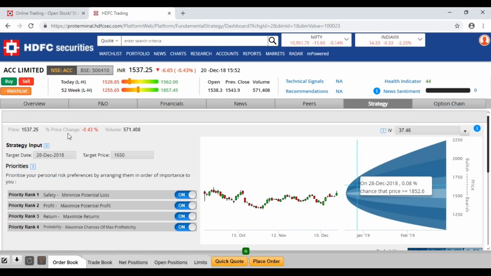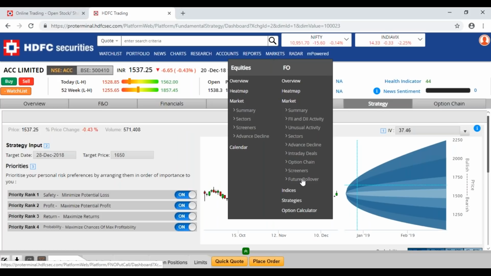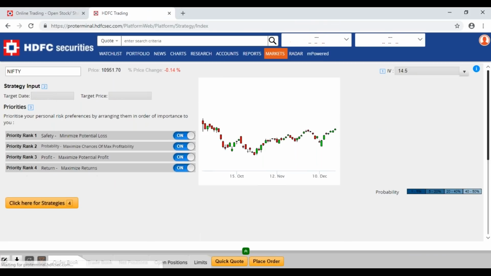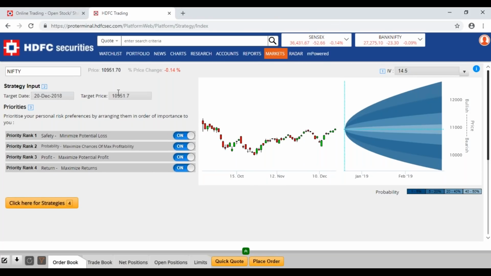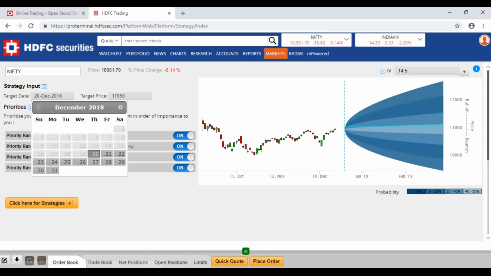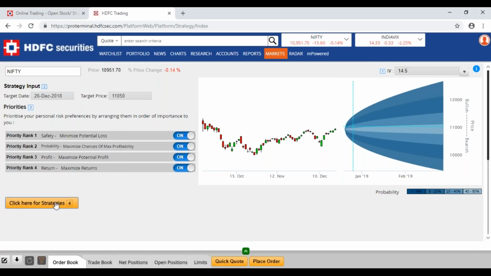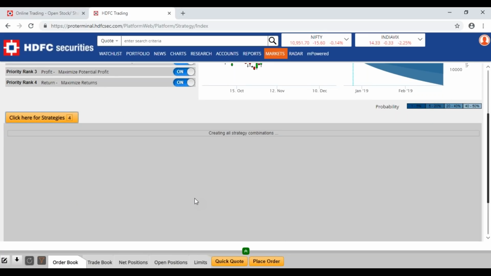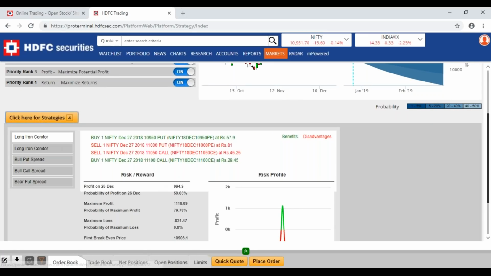This I've just shown you for a particular stock. Similarly, if you want to do it directly for Nifty, you just click on strategies and enter your target price, whatever you are expecting, say 1150, and your date by when you are expecting it, and just click on strategies. Similarly, the strategies would be created out here.